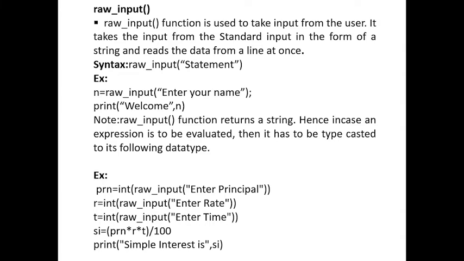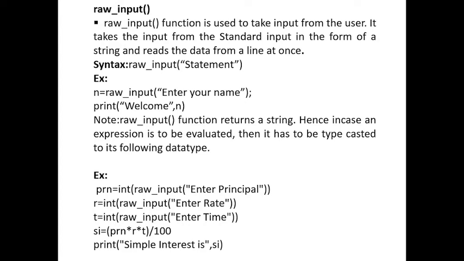Hence, in case an expression is to be evaluated, it has to be typecasted to the appropriate data type. That means you should identify the data type, and the expression can be typecasted to that particular data type. For example, prn int: int is the typecasting. Which data type is it? It is an integer data type.